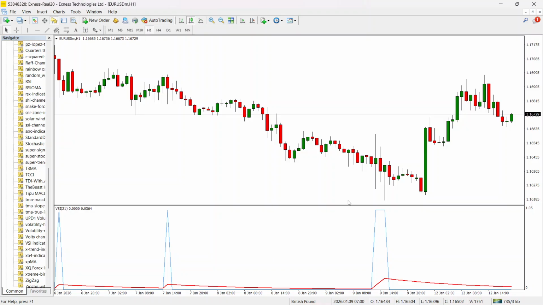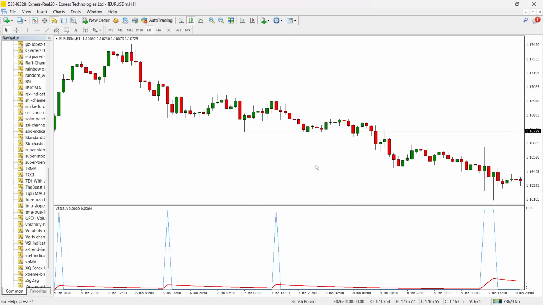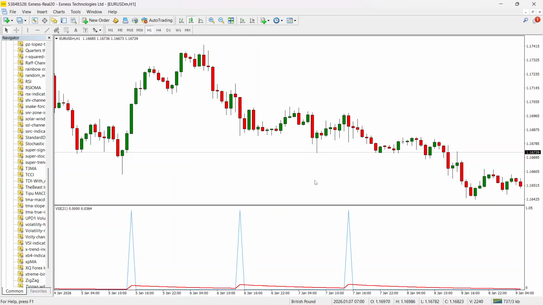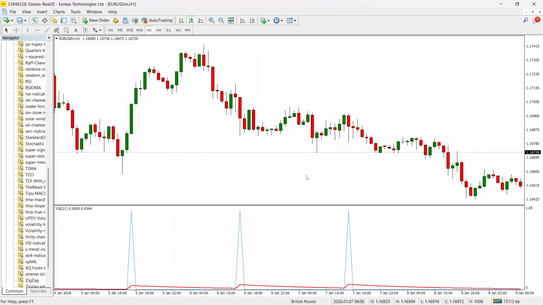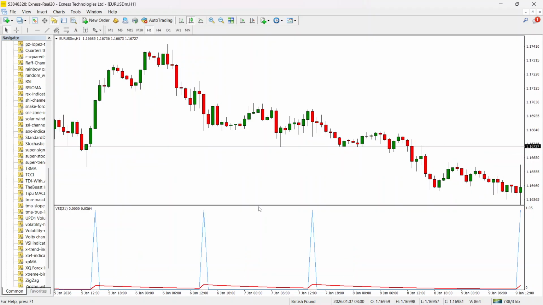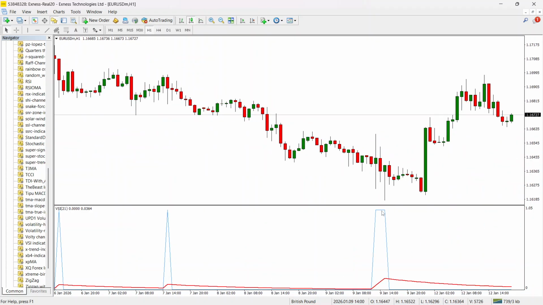For trend confirmation, sustained elevated readings where both the VSI line and VSI MA line remain at higher levels validate that the current trend has strong momentum behind it, increasing confidence in continuation trades. For range identification, when both lines remain flat at lower levels, it suggests low volatility conditions where range trading strategies or waiting for volatility expansion may be more appropriate than trend following approaches.